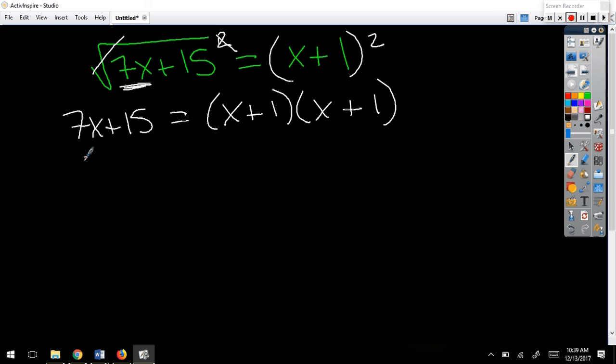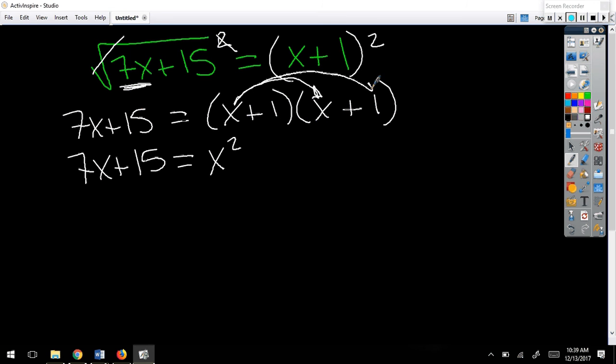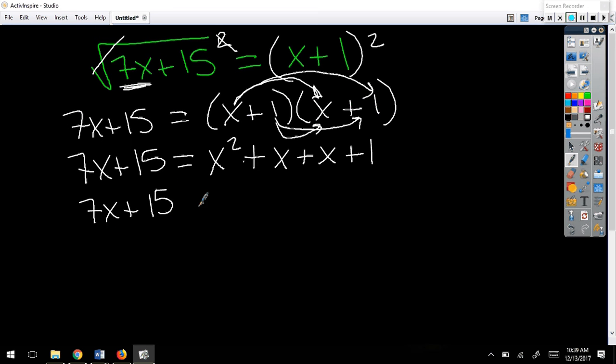So looking at this now, let's FOIL. X times X is x squared. X times 1 is x. 1 times x is x. Plus 1 times 1 is plus 1. x squared plus 2x plus 1. That's correct. Now, this looks like a chapter 1 problem.